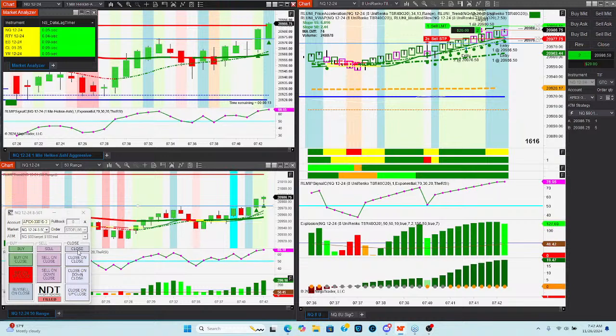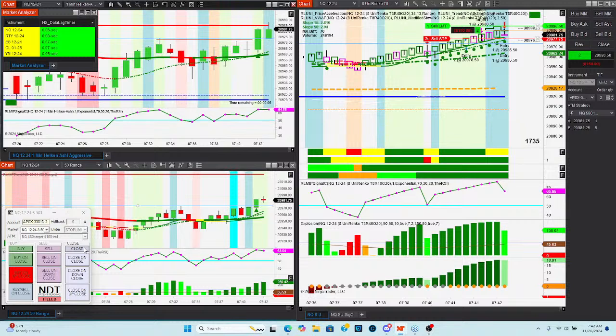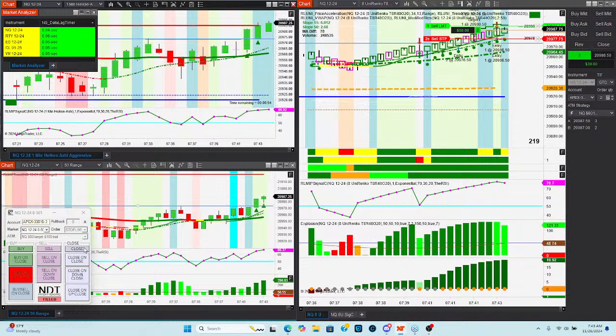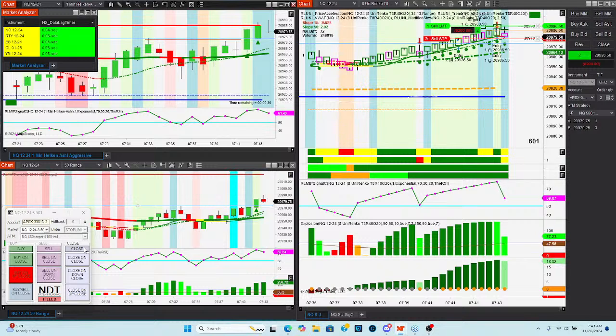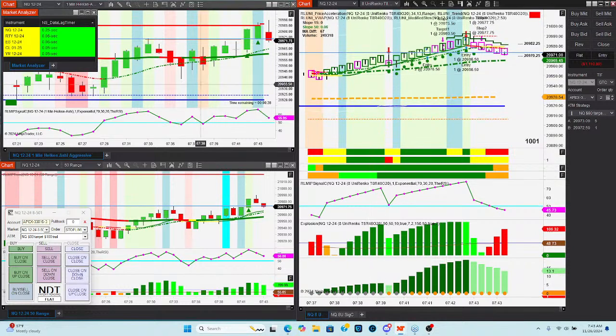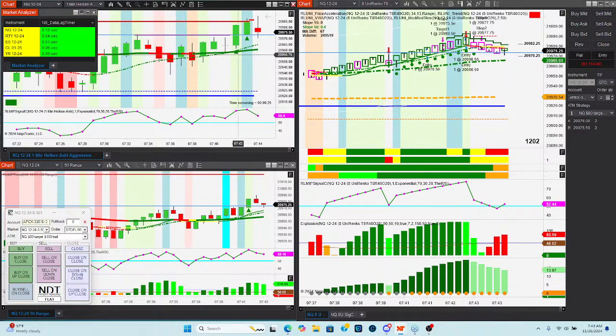Didn't realize I was going into a 1 minute volume zone here. Don't like this at all, but I think we might be okay. There we go. Give me some green daylight here. Nope. Stop filled. I didn't see it. My goodness. I had it hidden up there. I wouldn't have taken that trade.